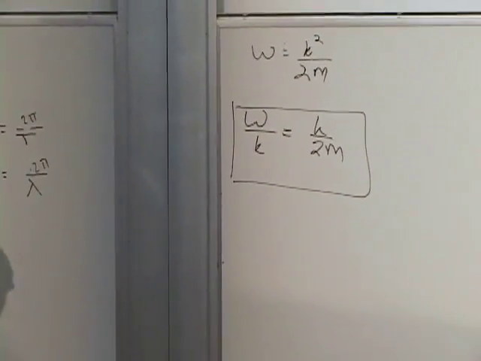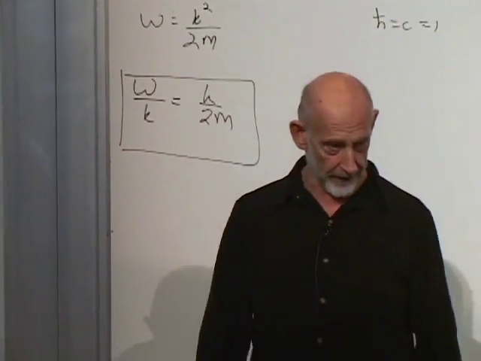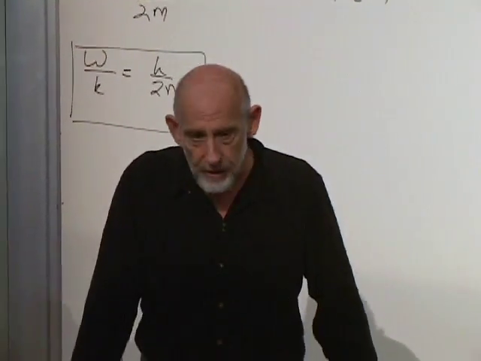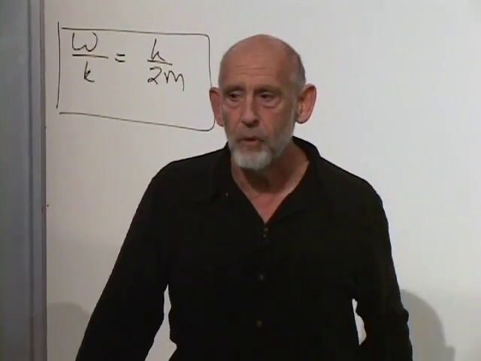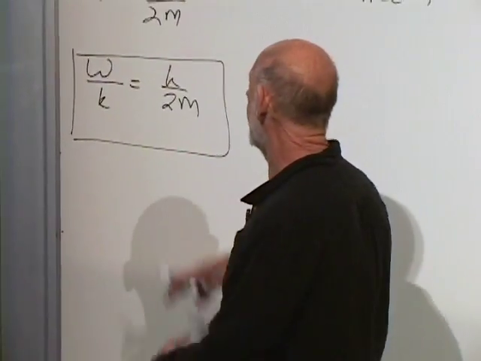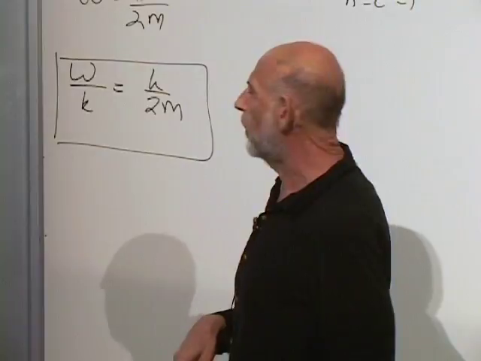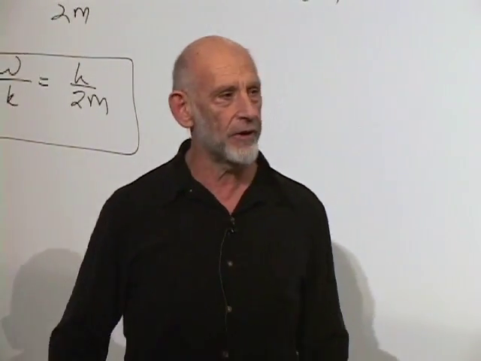That's true. But let's do something else now. Supposing I add a constant to the frequency of every wave. I simply take the frequency of every wave, all of them for all k, and I add the same constant. What should I call that constant? You got a name for it?